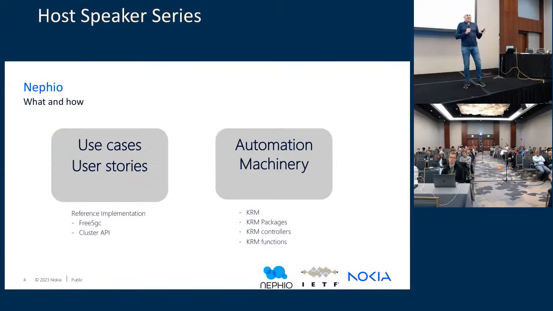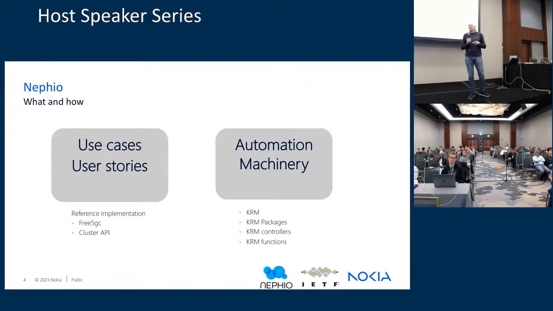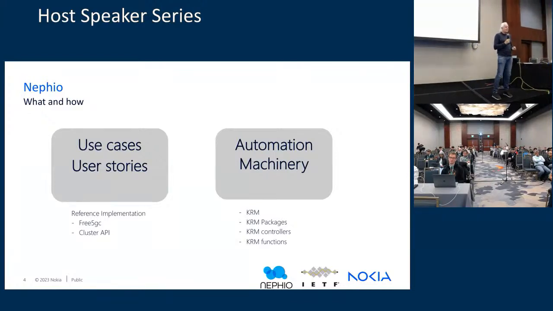So two things: Nephio is use cases, and second is machinery. Keep that in mind. I'm using FreeFive-GC, so network functions, to illustrate the machinery, but you will see that you can leverage that in other environments.